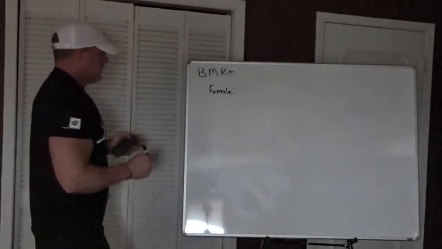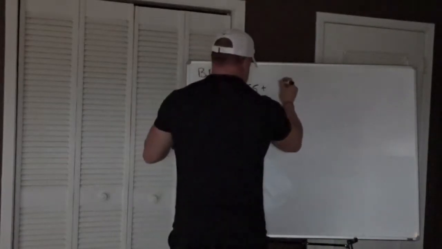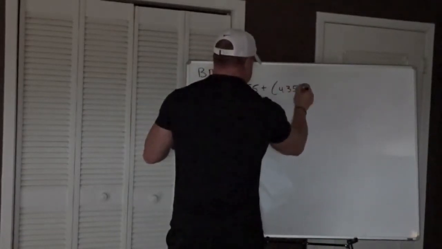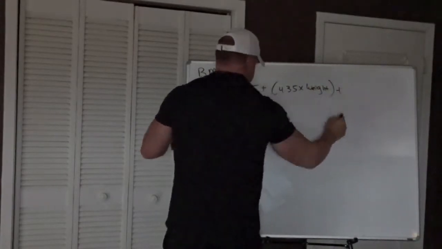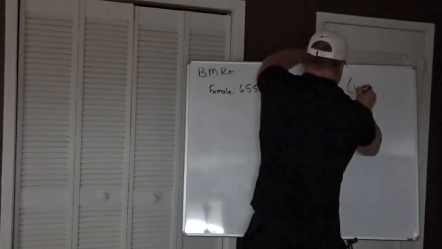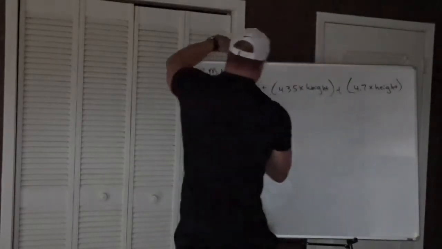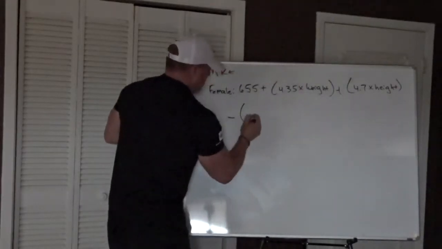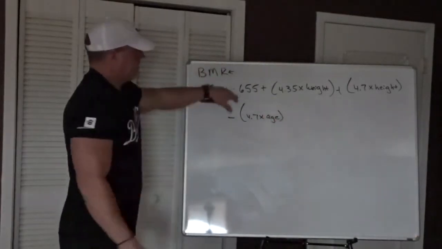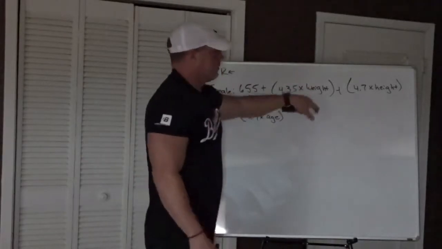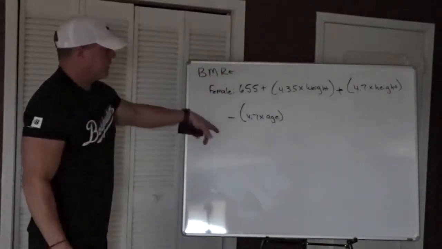The female's formula looks like this: 655 plus 4.35 times your weight plus 4.7 times your height in inches minus 4.7 times your age. So 655 plus 4.35 times your weight in pounds plus 4.7 times your height in inches minus 4.7 times your age.